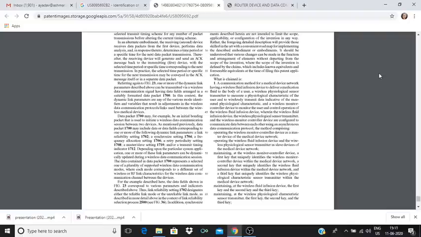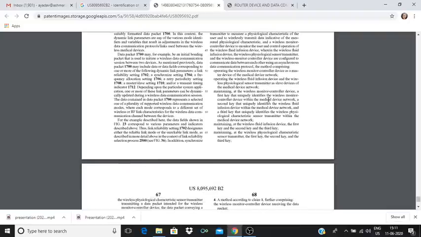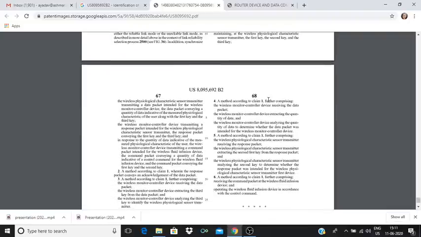They can be independent claims and dependent claims. Independent means a claim that stands on its own, that describes the gist of the invention. So here this is the independent claim, and you look at the second claim, it is dependent on claim 1.